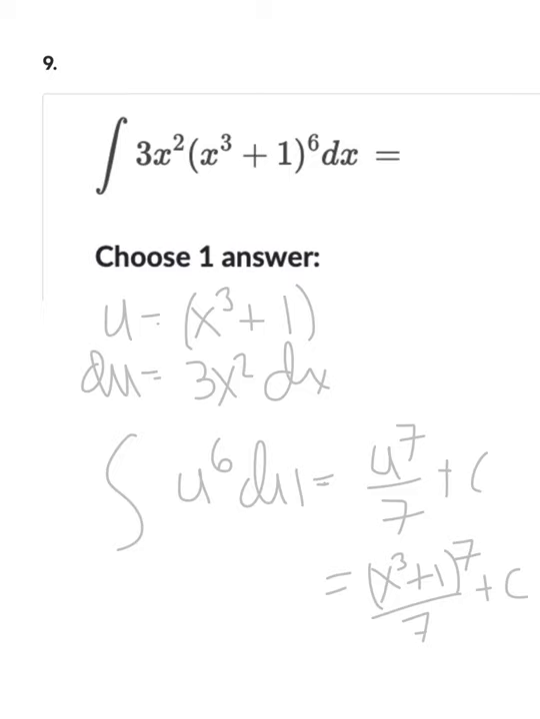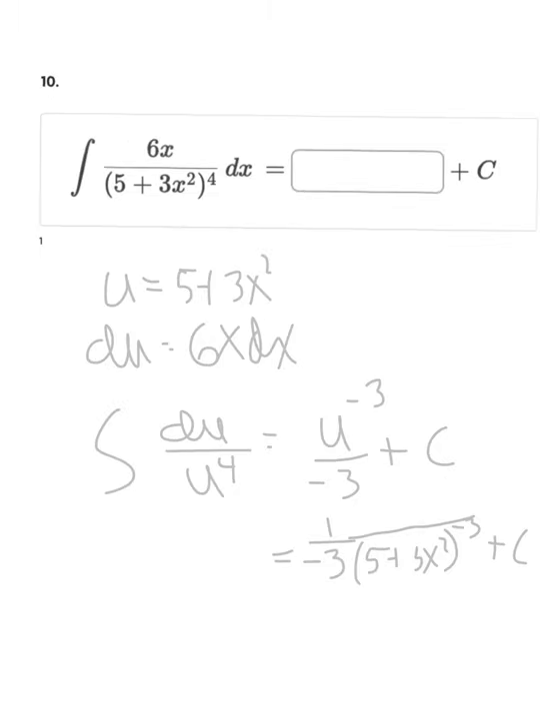Number 9 was a straight up u substitution. Let u equal x cubed plus 1. So you are going to get du is equal to 3x squared dx. So there's no extra terms lying around. And so there it is. Number 10 is a straight up u sub also. Just let u be what's in the denominator, and then it's to the -4th, so then you just got to know -4 plus 1 is -3, substitute back in, so there's your answer.